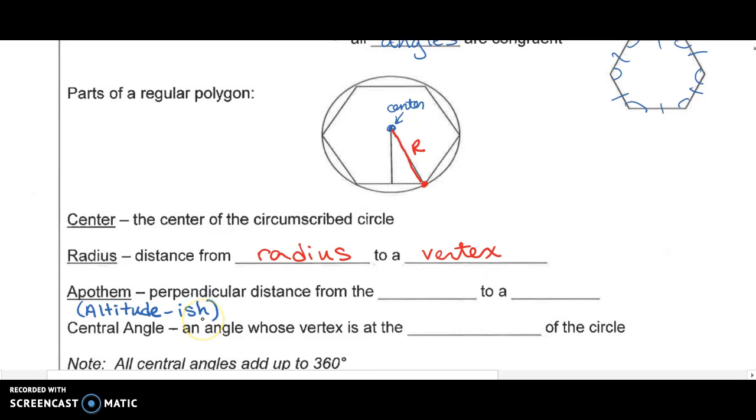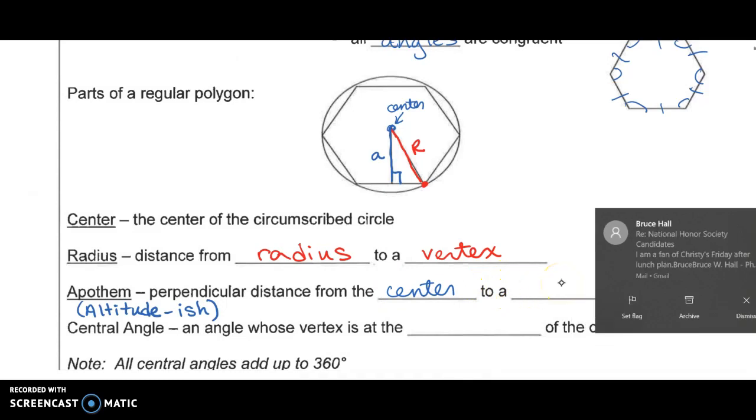So in all the other shapes, we've had an altitude to represent our height for the shape, and the apothem is like that concept. What's different is technically an altitude comes from a vertex and is perpendicular to a side. So that's technically an altitude of this shape, versus we're just wanting the apothem, which only goes to the center. So from the center to perpendicular to a side.